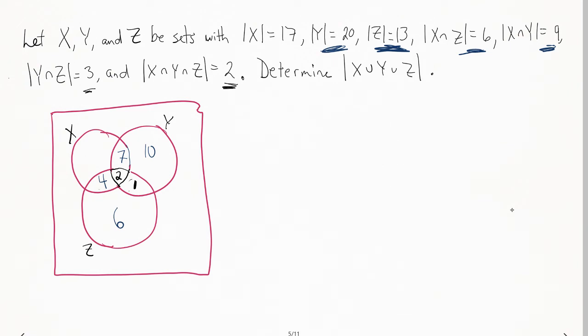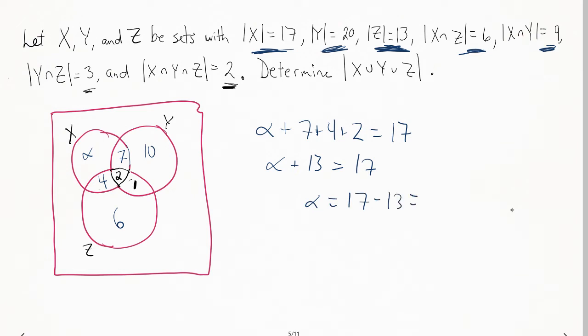And now we have the cardinality of x equals 17. If you look at this component, let's give this a name, alpha. Alpha plus 7 plus 4 plus 2 should equal 17. So that's alpha plus 13 equals 17. That means alpha equals 17 minus 13, and alpha equals 4. So we can erase that and put in a 4 right there.